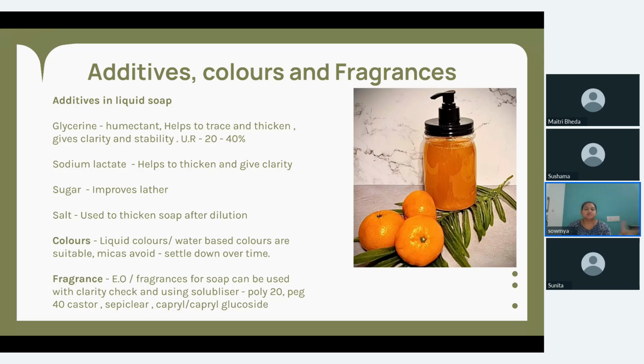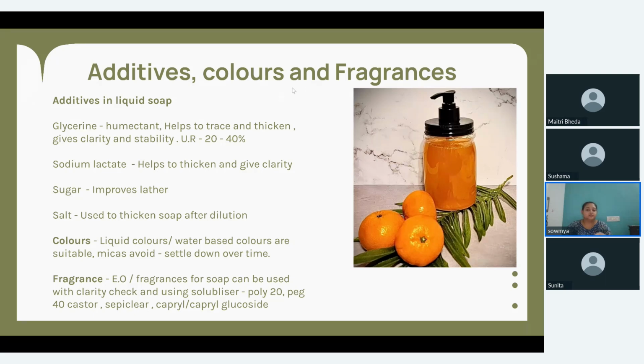The whole powders, the herbal powders or the botanicals directly in your oils and mixing up with the lye. Rather, you can infuse them, strain it, and then you can make your soap. So that will work perfectly.